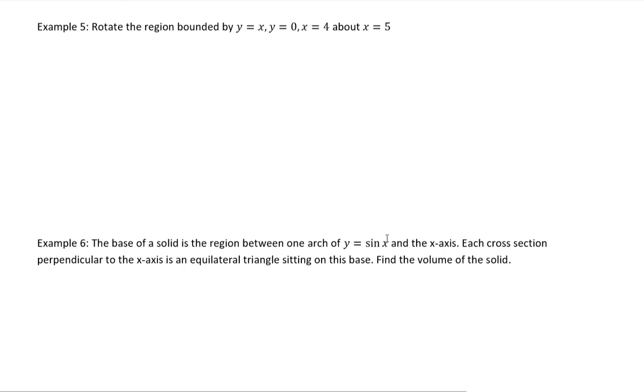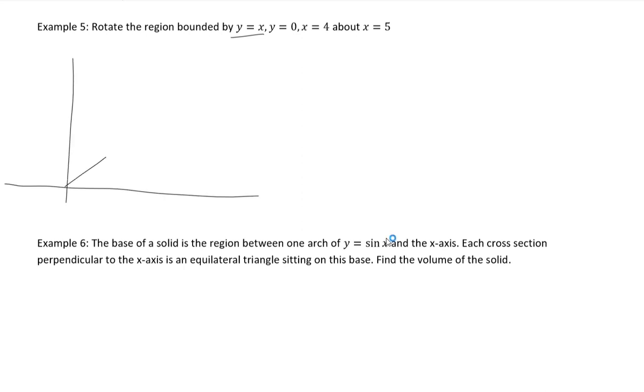Okay. So here we have rotate the region bounded by y equals x, y equals 0, x equals 4, about x equals 5. Okay, well, y equals x, that's just a straight line. That's very easy. So we can graph that. X equals 5 is over in the first quadrant. X equals 4 is in the first quadrant. Y equals 0 defines first quadrant.